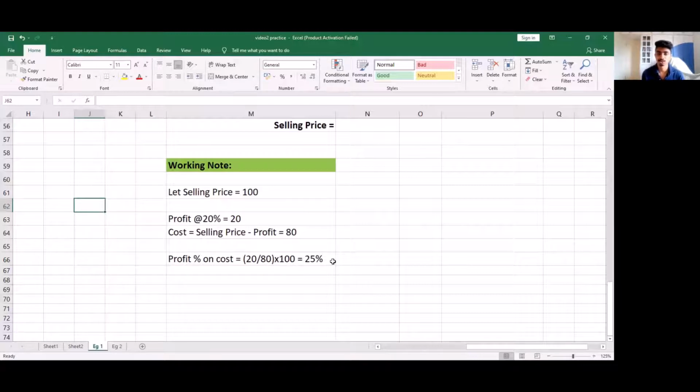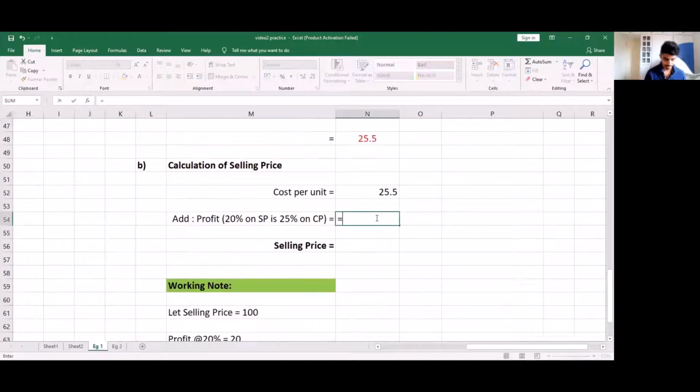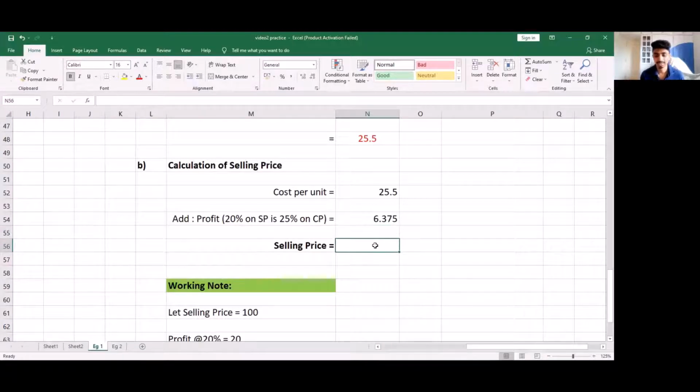So now we use this 25% to calculate our profit. 25% of 25.5, so we get 6.375 as the profit. So our selling price will be nothing but cost plus profit.